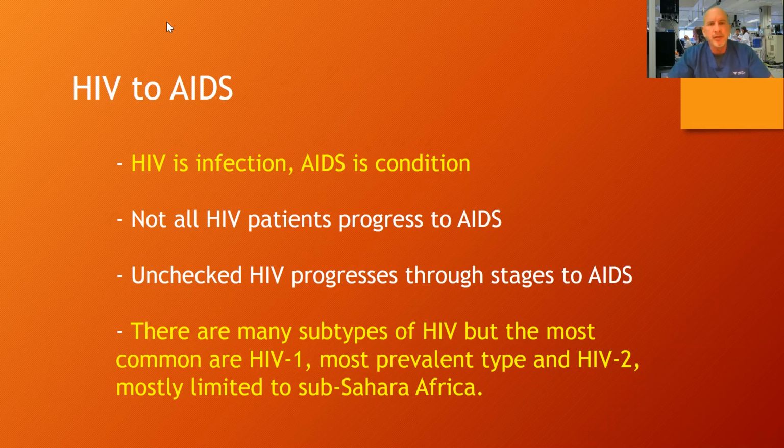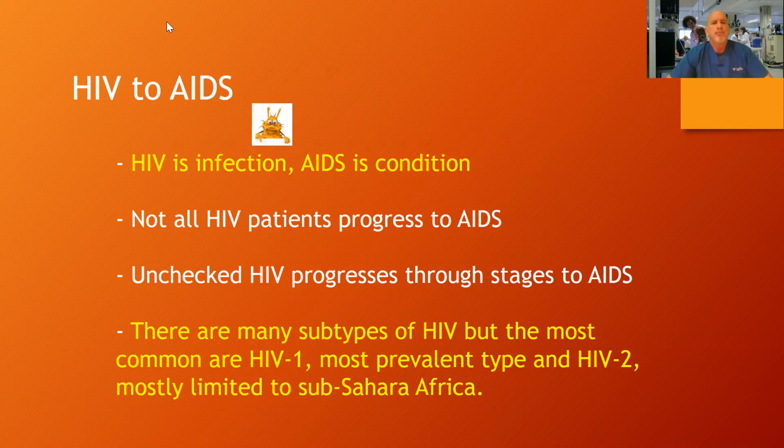HIV will progress onto AIDS. So you get HIV, and then when your T cell count gets too low, about 200, you can develop an opportunistic infection, in which case you then have AIDS. So I just want to make that clear.